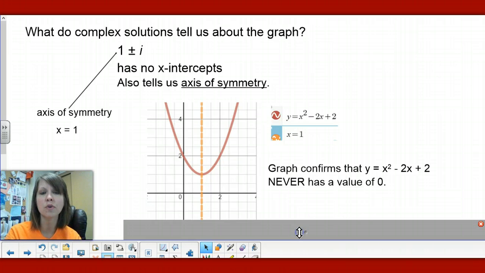Okay, so here is a graph of y equals x squared minus 2x plus 2. I put in x equals 1 to show you that that axis of symmetry worked out, and the graph is confirming for us that this equation never gives us a y value of 0, and that would mean it never has an x-intercept.